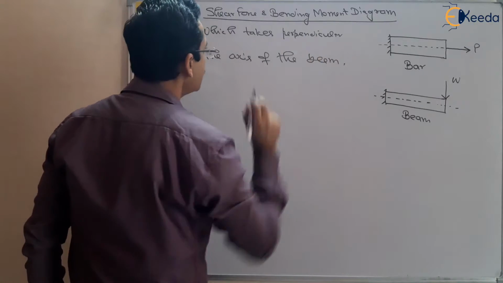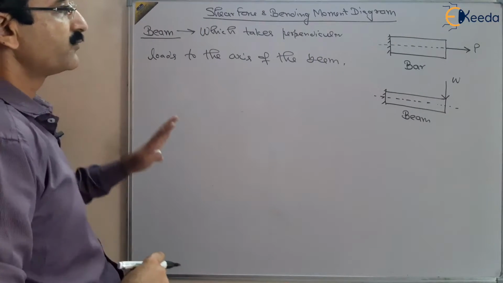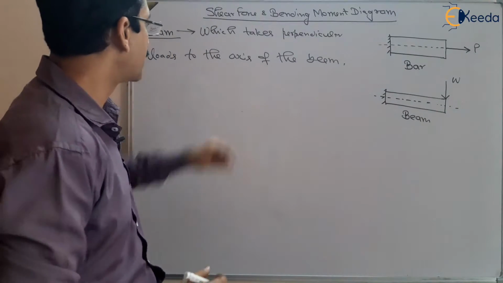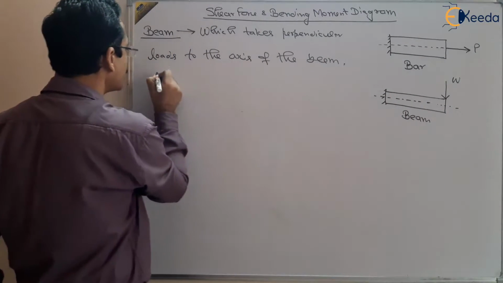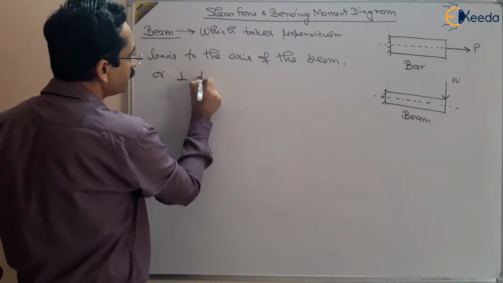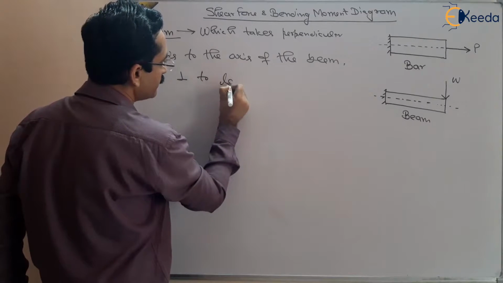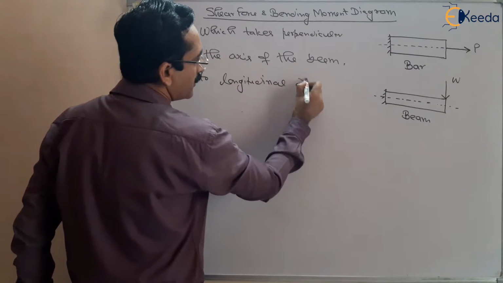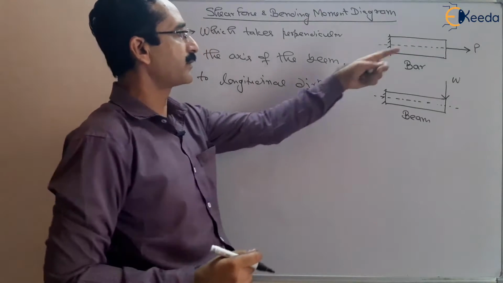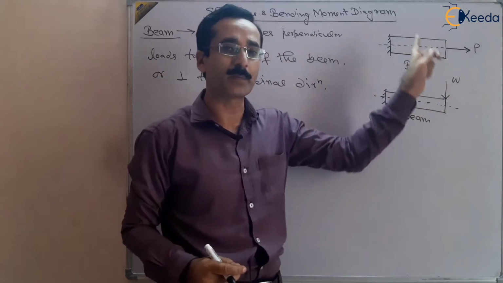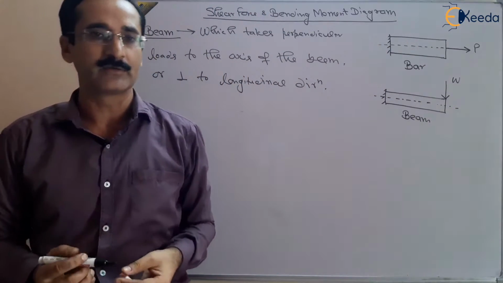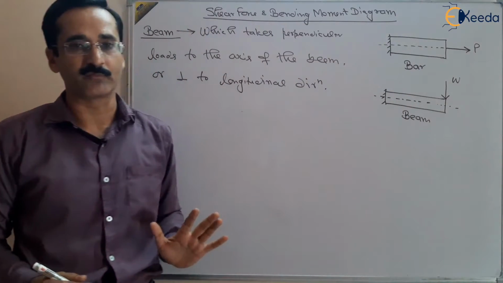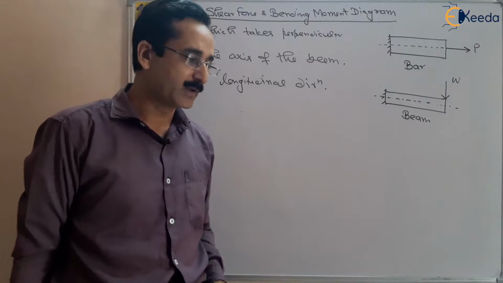So this is called a beam, which takes load perpendicular to the axis or longitudinal direction of the beam. So the same bar becomes a beam when the loads are applied perpendicular to the axis, right? So this is the difference between beam and bar, and this is a beam when loads are applied perpendicularly.